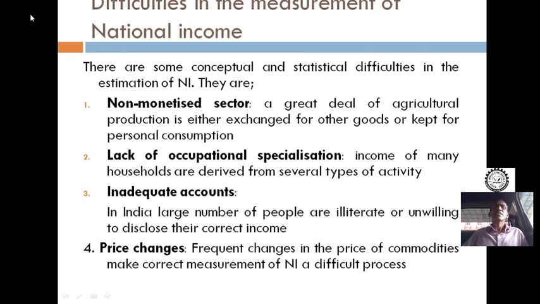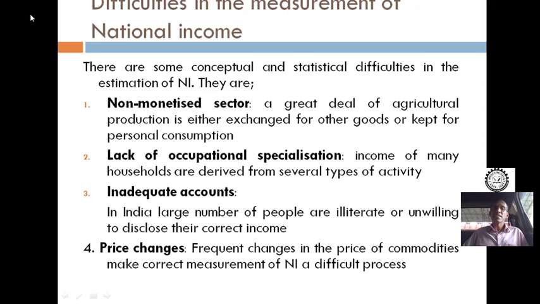Now, certain difficulties are faced while measuring the national income. They are: number one, the non-monetized sector. In India, a great deal of agricultural production is either exchanged for other goods, that is, on a barter system basis, or kept for personal consumption. So it makes the measurement of national income difficult. How can they be included? That is the problem.